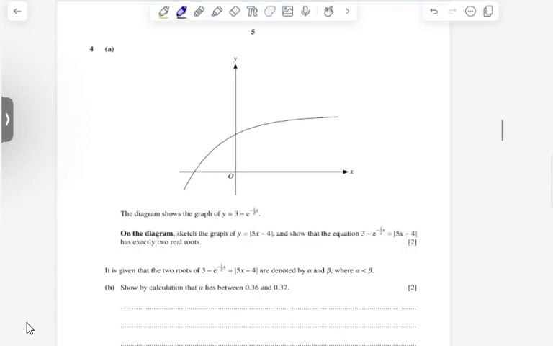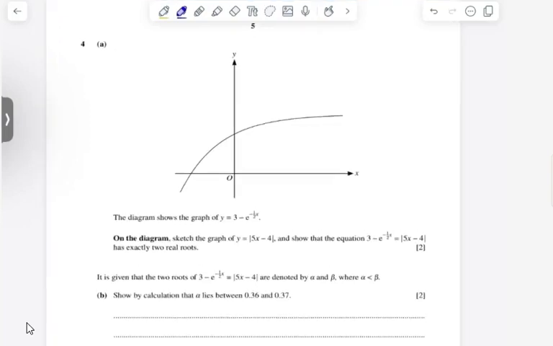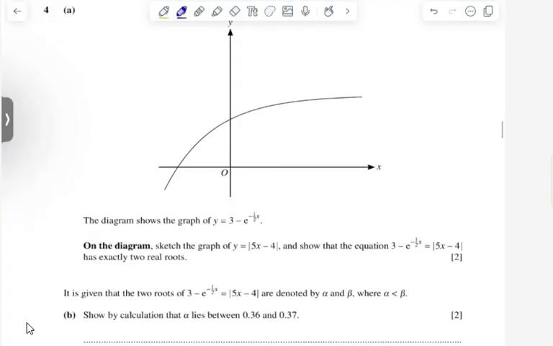All right, let's dive right into question 4. The diagram shows the graph of y is equal to 3 minus e to the power of minus a half x. They say on the diagram, sketch the graph of a mod function, and show that the equation, the curve and the mod, has exactly 2 real roots. So we need to expect these things to be meeting each other twice. That will give us 2 real roots.